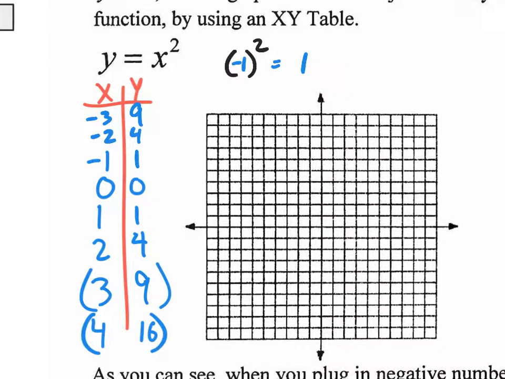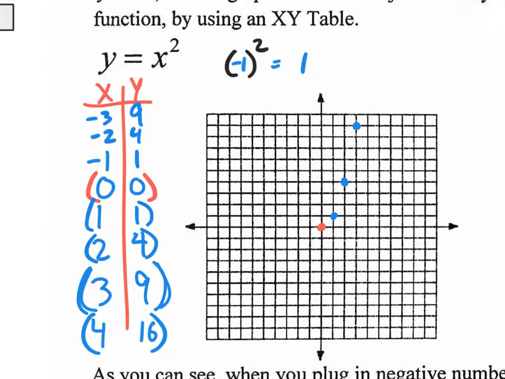So let's check out how this works out. The coordinate 0, 0, that's going to be the origin. It's right there. And if we go to the coordinate 1, 1, that's going to be 1 on the x, 1 on the y. We put a dot right there. And if we go to the coordinate 2, 4, 2 on the x, 1, 2, 3, 4 on the y, it would be right there. And this last one, 3, 9, it would be way up here.